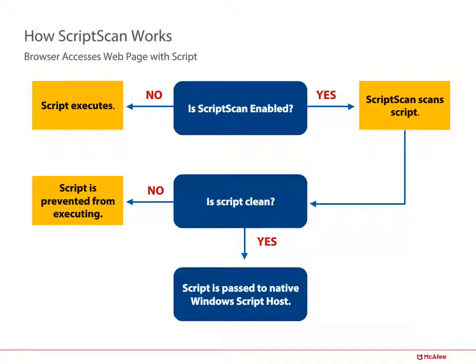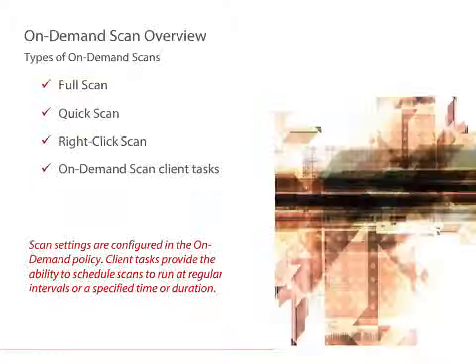This figure illustrates at a very high level how the script scan works. Basically, I go to access a web page. It has a script, and we first look to see if the script scan is enabled. If it's enabled, script scan will scan the script. If it's clean, the script is passed to the native Windows scripting host. If it's not clean, then it is prevented from executing. If we do not have the script scan enabled, then the script automatically executes.